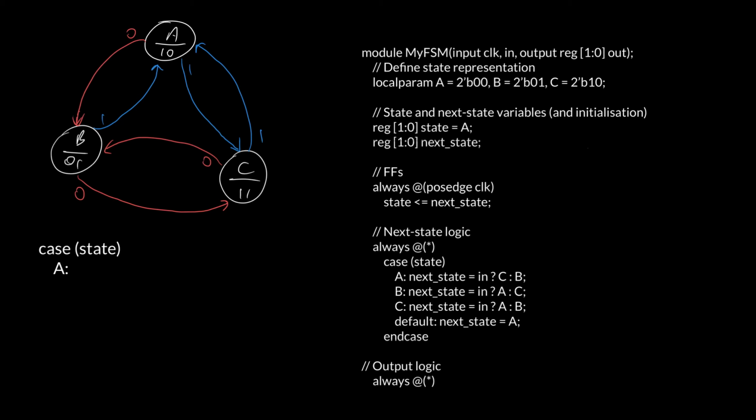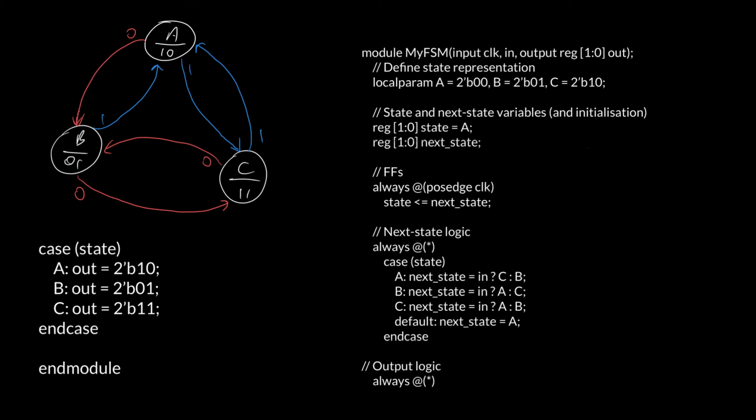And the same thing, if I'm in state A, then the output is going to be equal to 1, 0. If I'm in state B, the output's going to be equal to 0, 1. And if I'm in state C, the output's going to be equal to 1, 1. End case, end module. And we're done.